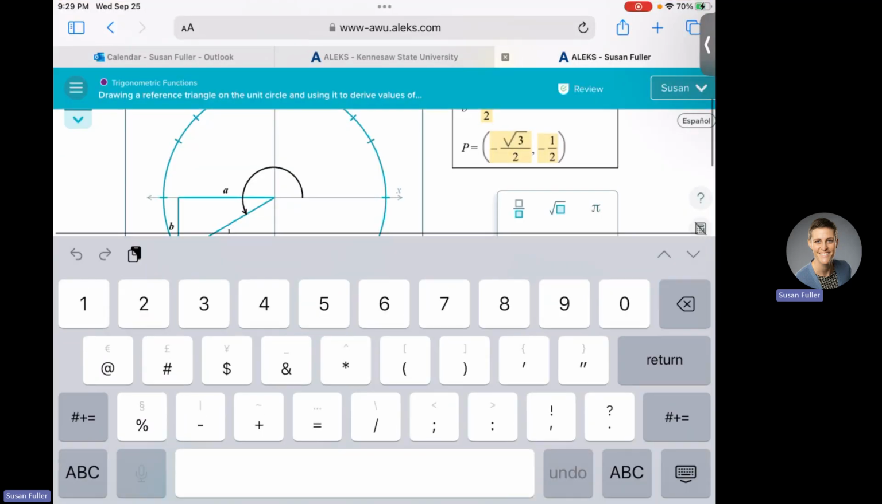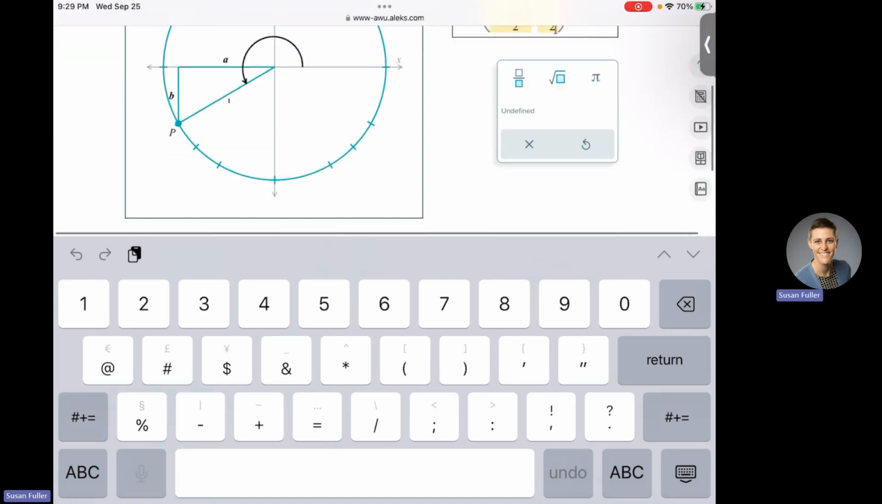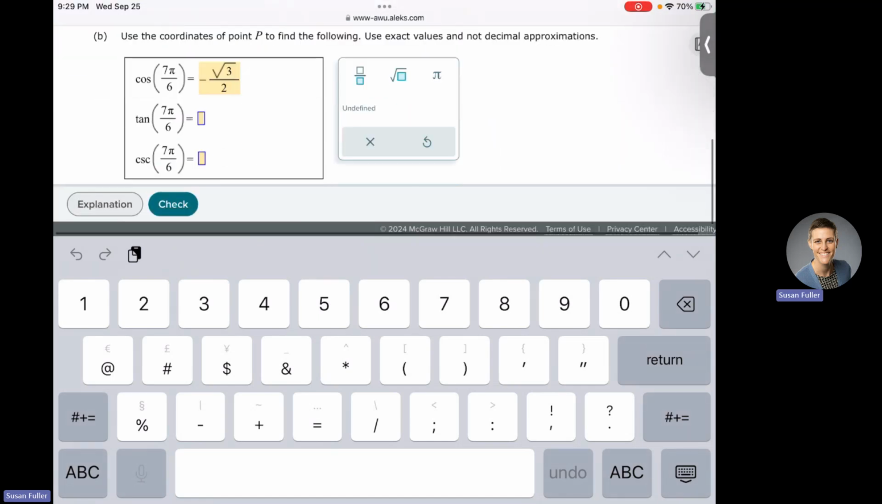So I'm going to come back here. Oops, that should not be there. And then I'm going to come back down here. And this was positive root 3 over 3. That was my tangent value. And then my cosecant value. Cosecant, that's not on the unit circle either. How are we going to get cosecant?